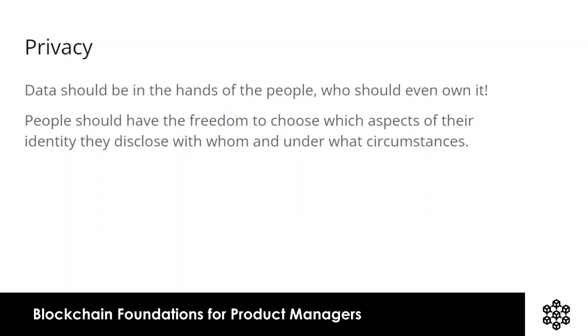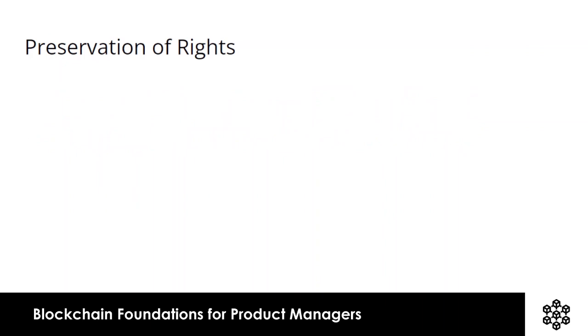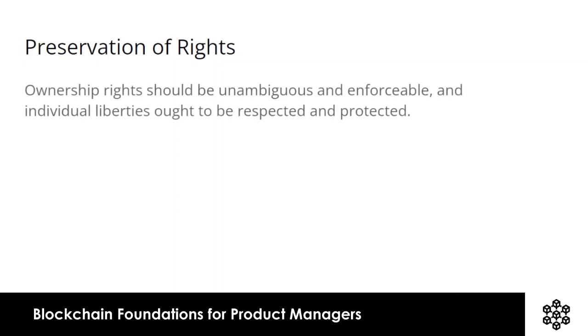The sixth principle is the preservation of rights. We all have certain unalienable rights when we are born. Rights are something we ought to defend. Ownership rights should be unambiguous and enforceable, and individual liberties ought to be respected and protected. As the internet became proliferant, copying and sharing of data became commonplace with little to no regard for the rights of the original source of data. Even when the laws governing copyright were adapted to meet the needs of the internet, intellectual properties of creators could not be completely protected from theft and illegal sharing.